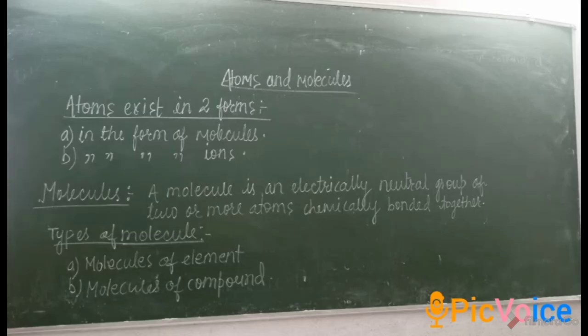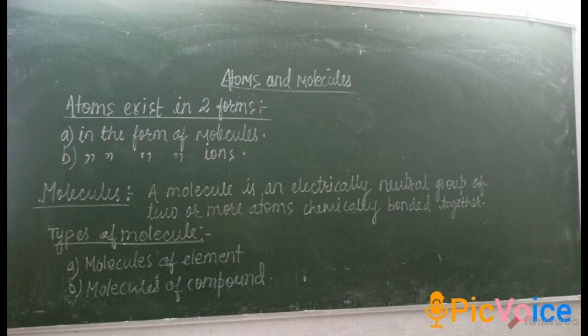Now next is, how do atoms exist? Atoms usually exist in two ways. Number one, in the form of molecules, and number two, in the form of ions. Now next is, what is a molecule? A molecule is an electrically neutral group of two or more atoms chemically combined or bonded together. Molecules can be formed either by the combination of atoms of the same element or of different elements. So depending on this, there are two types of molecules: molecules of elements and molecules of compounds.